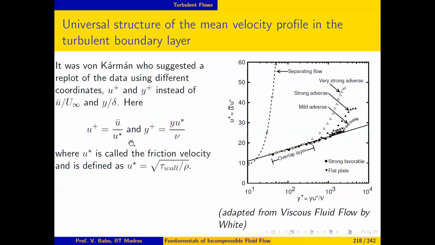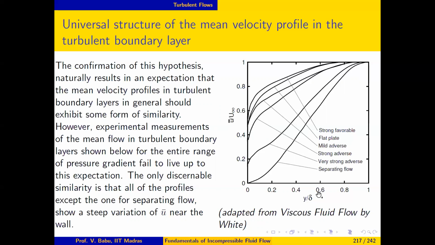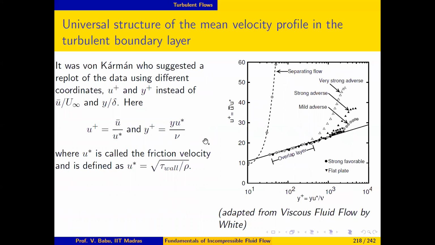Now, after much examination of the data, von Karman suggested that the variables to use, although for a laminar boundary layer, the variables to use are the similarity variables, u over u infinity and y over delta. He said that the variables to use in case of a turbulent boundary layer are not u over u infinity and y over delta, but instead new variables labeled u plus and y plus, where u plus is defined as u over u star, and y plus is defined as y times u star over nu. This u star is called the friction velocity and is defined as the square root of the wall shear stress tau wall divided by rho.